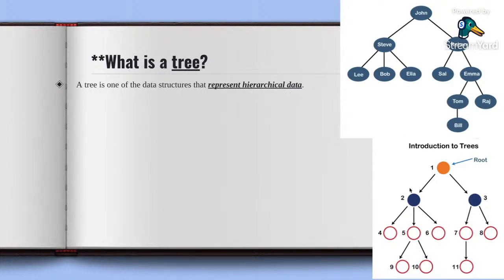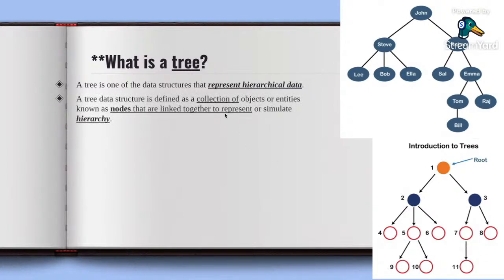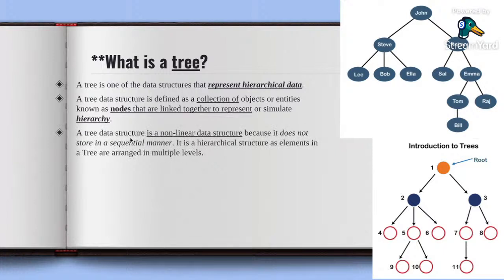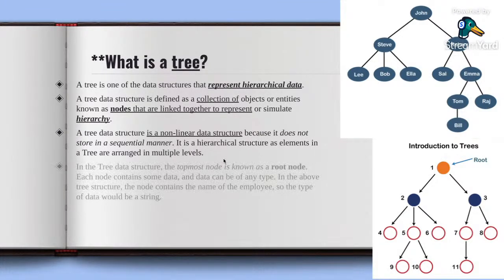Some of the key things to remember is that in the tree, you have a root. The first element is the root. Then you have children. When children are adjacent to each other, these are called siblings. These are also siblings. And the ones that don't have children are called leaf nodes. So these guys don't have children, so these are called leaf nodes. A tree is defined as a collection of objects or entities as nodes that are linked together to represent or simulate hierarchy. A tree data structure is non-linear because it does not store in a sequential manner. It is hierarchical as elements in a tree are arranged in multiple levels.